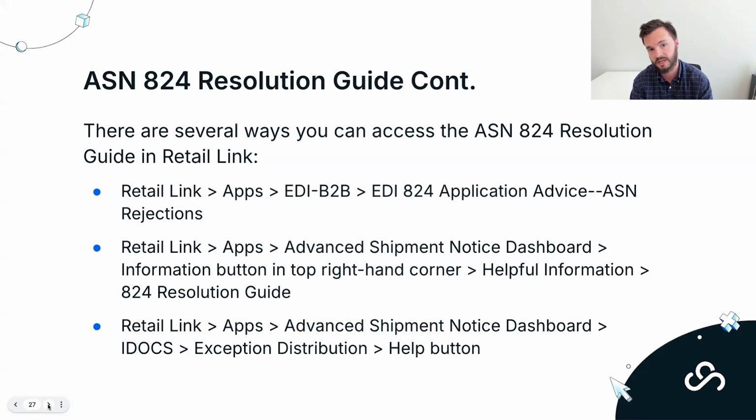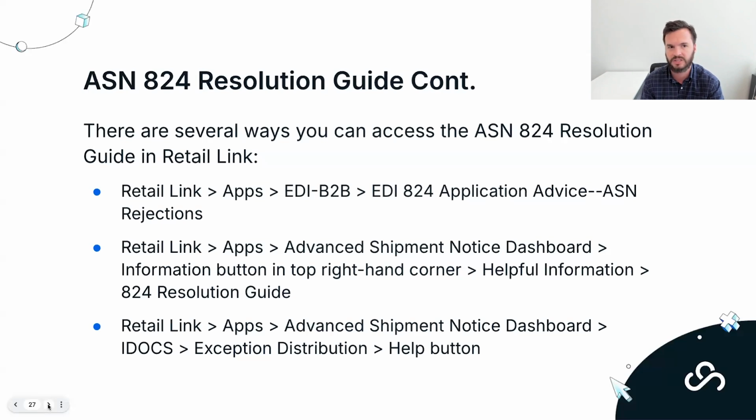You can go into Retail Link, go into apps, EDI B2B, and then from there go to EDI 824 application advice, ASN rejections. That's one way. You could also go to Retail Link, apps, advanced shipment notice dashboard. Information button on the top right-hand corner, go to helpful information, and then the 824 resolution guide. That's another way. You can also go the iDocs route by going into the advanced shipment notice dashboard, then go to iDocs, exception distribution, and then help button.